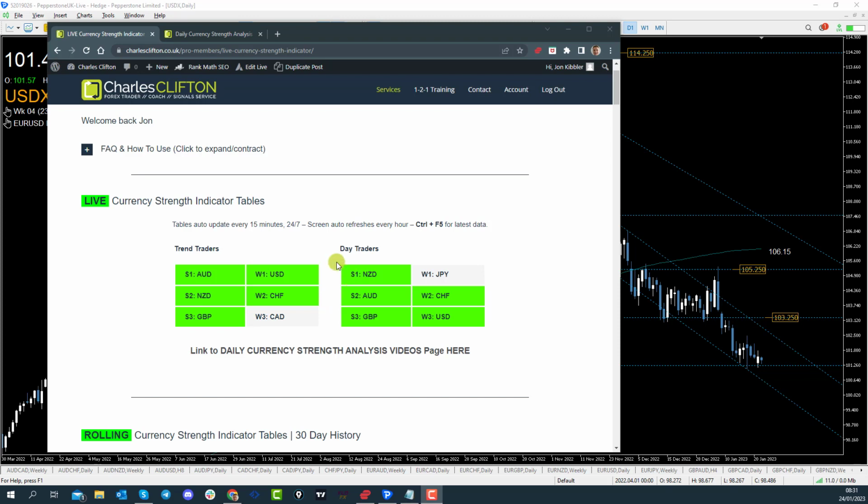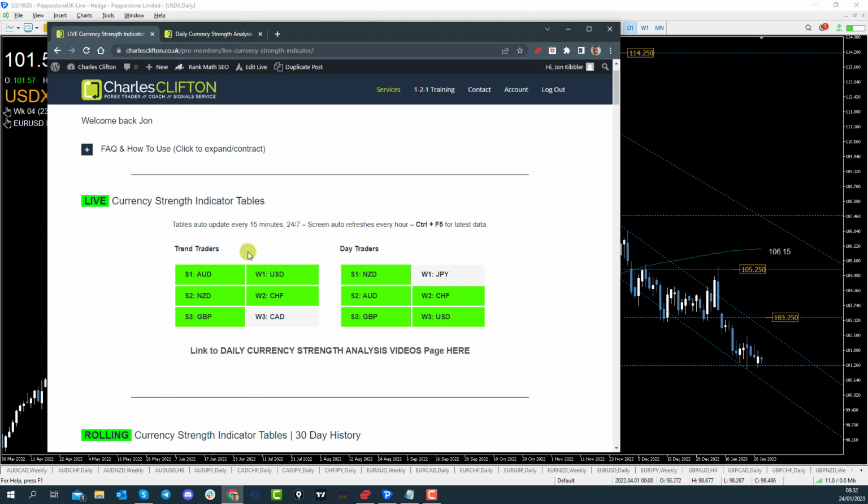We have two types of tables: the trend traders table and the day traders table. These are highlighting the same studies but just showing us different time frames. You can see here some of the currencies are highlighted in green. That means there is a confluence between those two trading time frames, and that's where we'll be focusing some attention in these videos. The tables auto update every 15 minutes 24/7, so our members can see how the markets stand right now in real time.